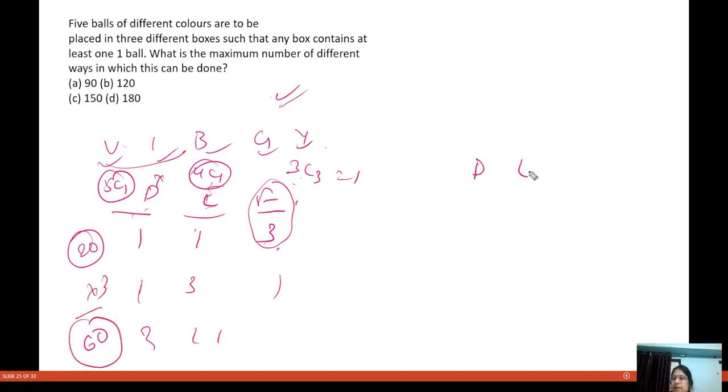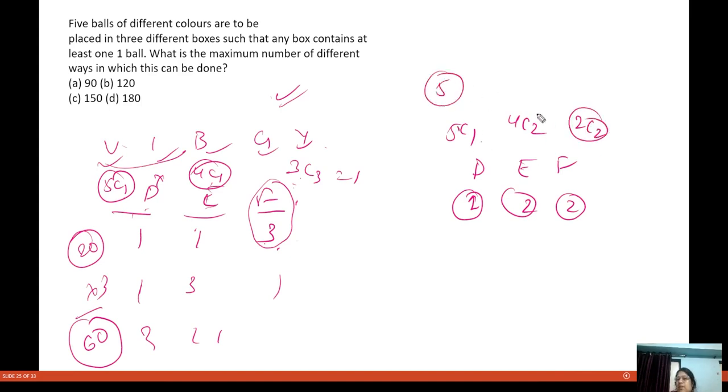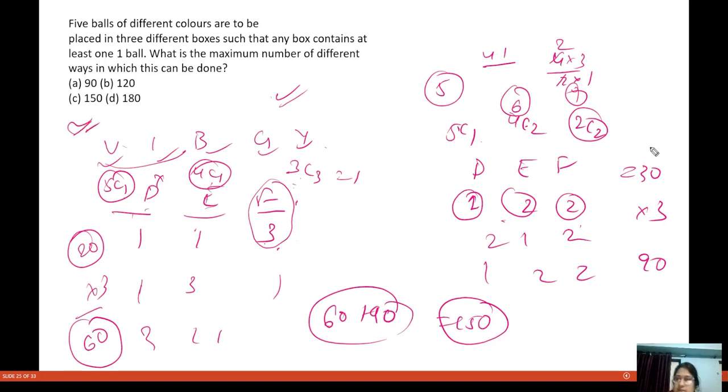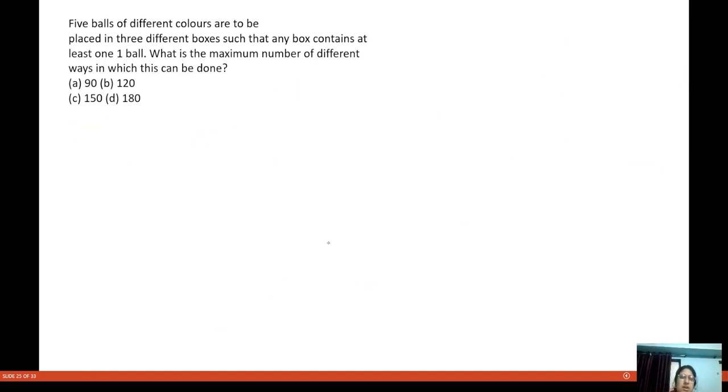Now you have another case, DF. I am saying that at least one was required. So we put one here and the rest two and two here. So we will get 5C1 here, we'll get 4C2 here, and then we'll get 2C2 here. So 5C1 is nothing but 5. 4C2 is nothing but 4 into 3 divided by 2 into 1, so that is going to be 6. Okay, and this is 1 only. So you get 30. And there will be three cases like this, 212 or 122. So 30 into 3, that is 90. So you get 60 plus 90, and this becomes 150. So this is how we do these questions. So let us move on to the next question.